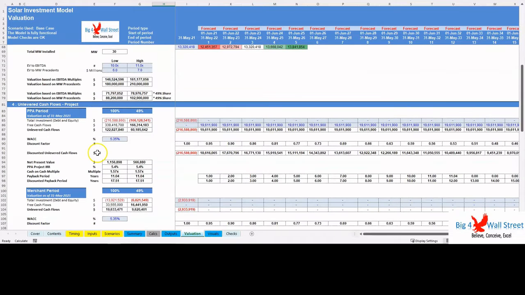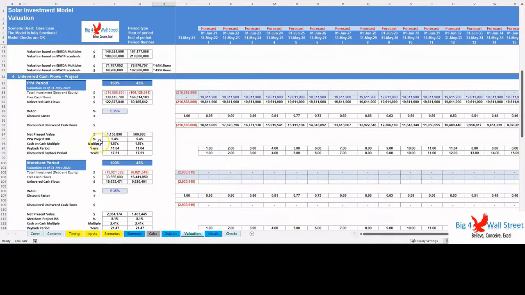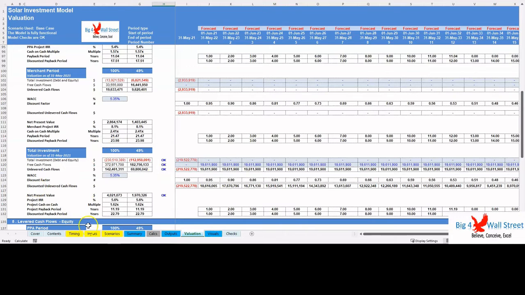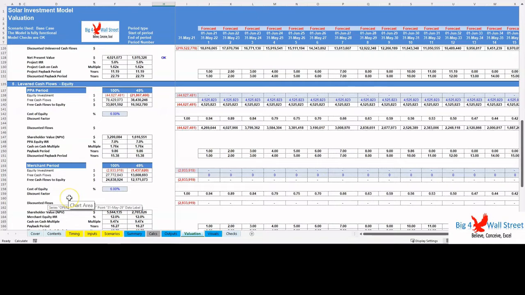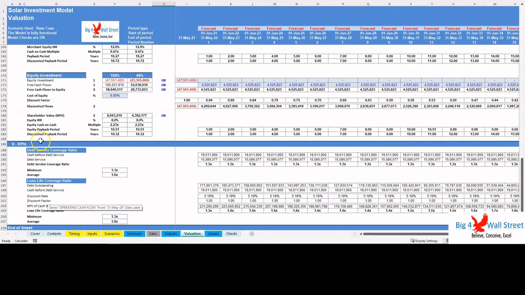We also calculate the various feasibility metrics such as internal rate of return, net present value, cash on cash, payback period on a project basis as well as on an equity basis. Finally, debt service and loan life coverage ratios are calculated.